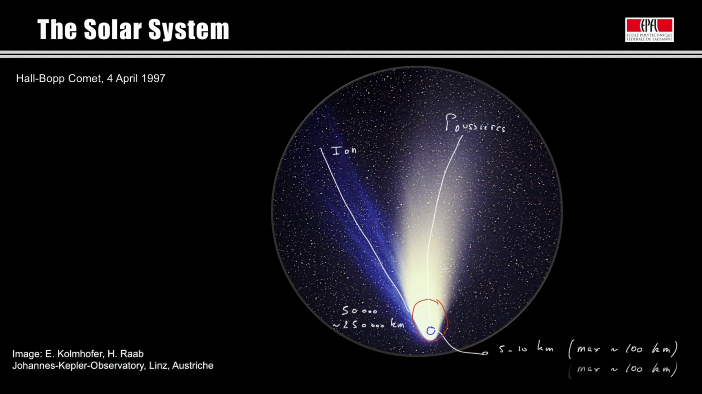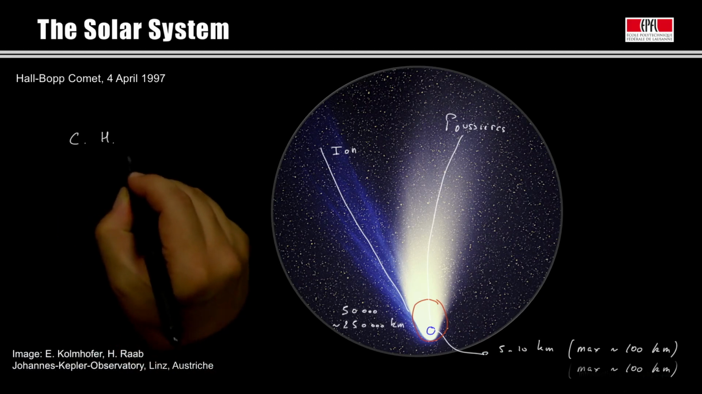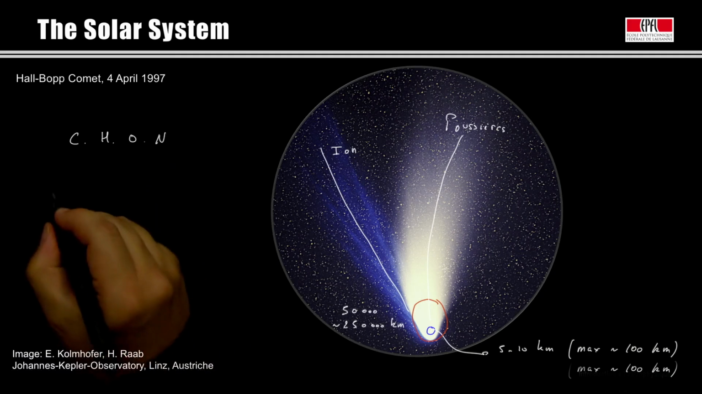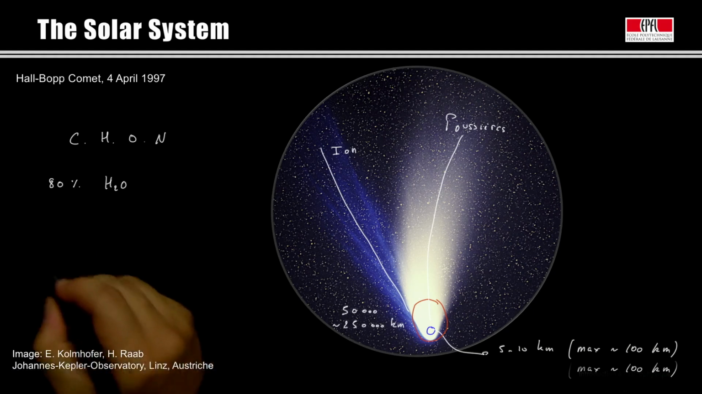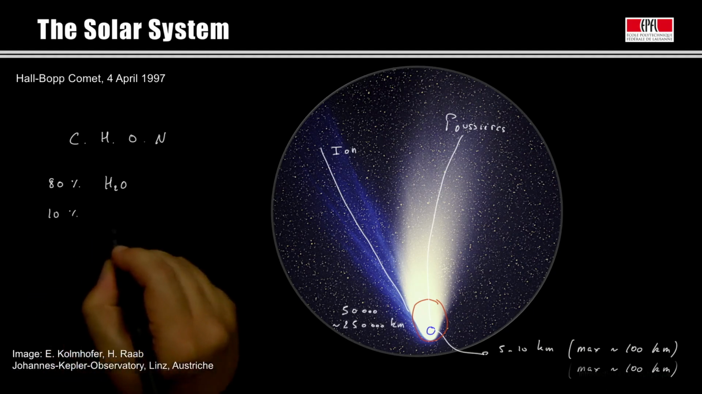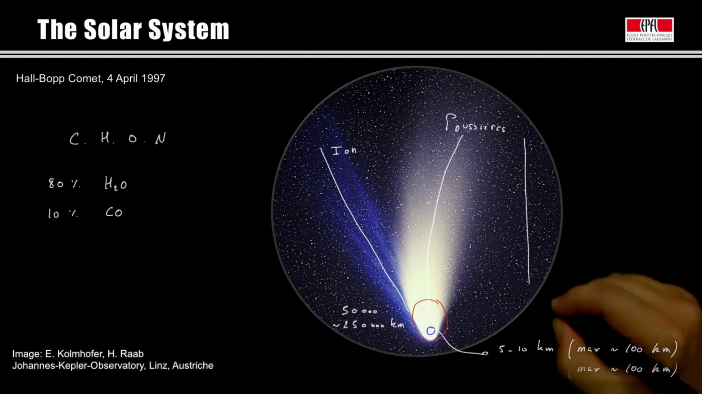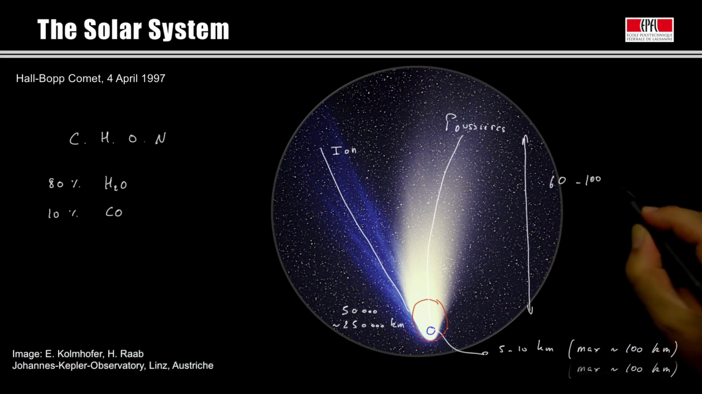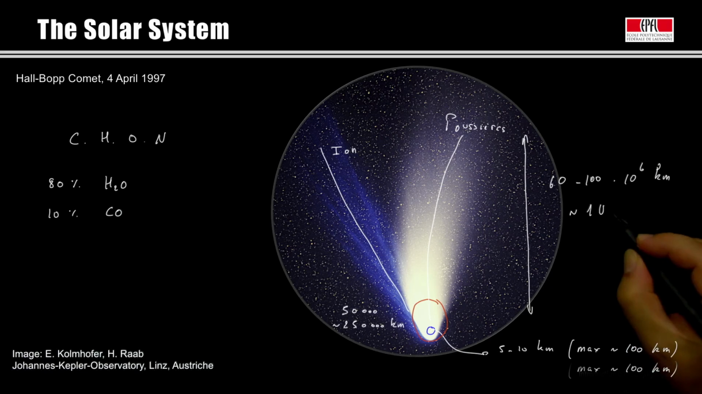What is the composition of a comet? They are mainly composed of organic matter, C, H, O, N, and actually contain 80% of water, and around 10% of carbon monoxide. Such cometary tails can reach the size of the order of 60 to 100 million kilometers. We have then sizes of the order of the astronomical unit.